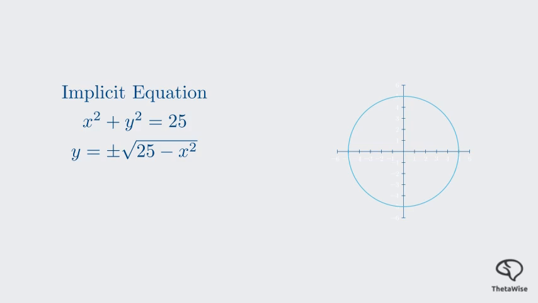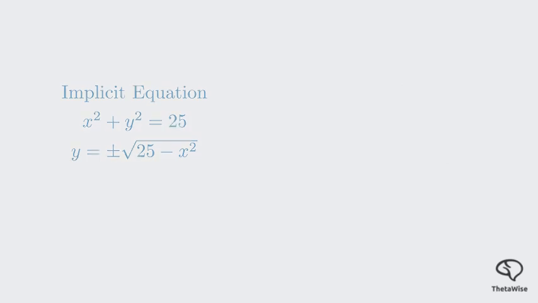But what if the equation isn't solved for y? What if y is mixed in with x, like in the equation x squared plus y squared equals 25? This equation represents a circle. Here, y is not explicitly defined as a function of x. We could try to solve for y, but we'd get y equals plus or minus the square root of 25 minus x squared, which is two separate functions.